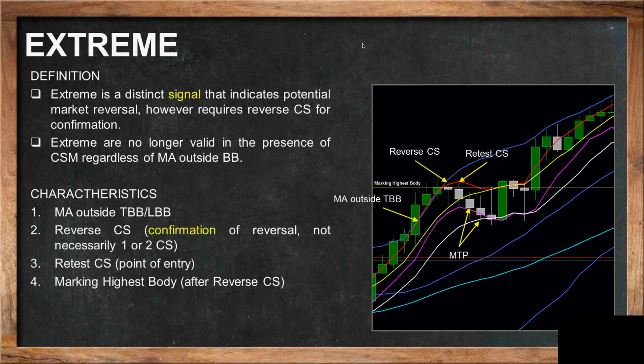So when we talk about extreme, I'm talking about extreme MA outside of the Bollinger Band. So this is just the generic extreme. Okay. So when the MA is outside of the Bollinger Band, that is extreme. By definition, this is just based on my own perspective. When you have extreme, it is a signal that indicates there's a potential market reversal. So whenever you have MA outside of the Bollinger Band, we know that the market is trying to reverse.